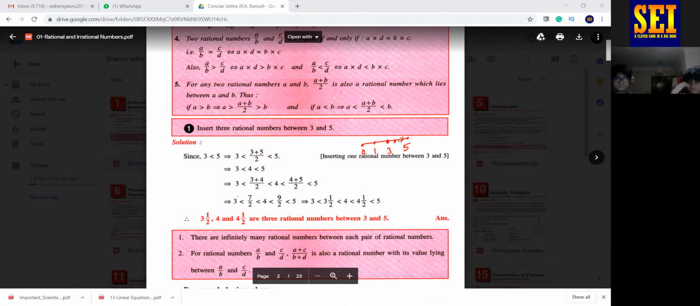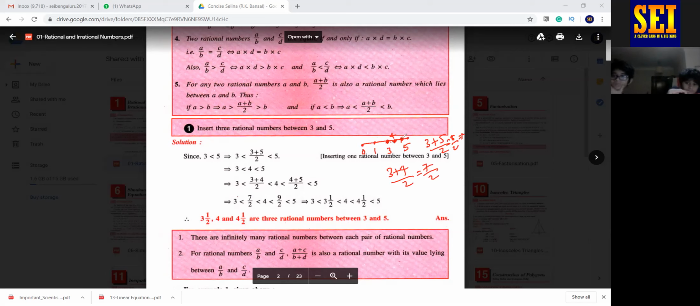Now, the center point, how will it come? 3 plus 5 by 2, how much? 8 by 2, which means 4. 4 is a point. Now, can you calculate one more point between 3 and 4? So 3 plus 4 by 2, 3.5, which means 7 by 2. 7 by 2 you can put it.